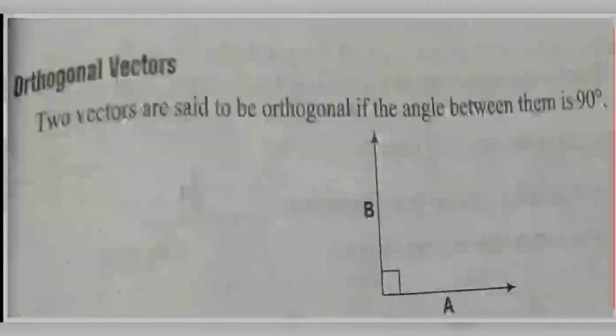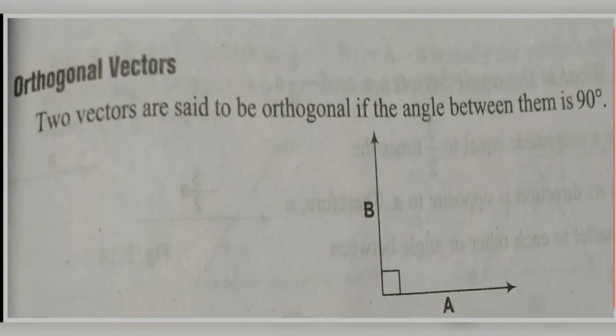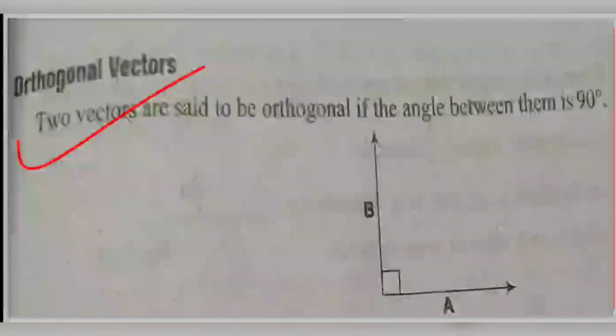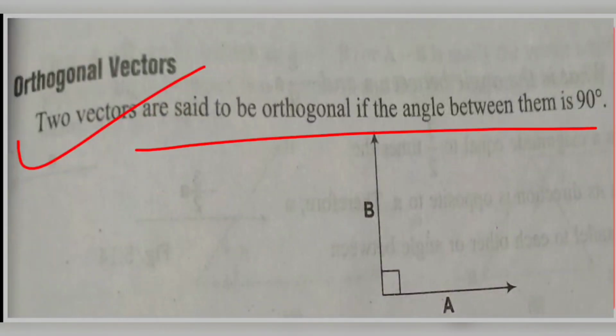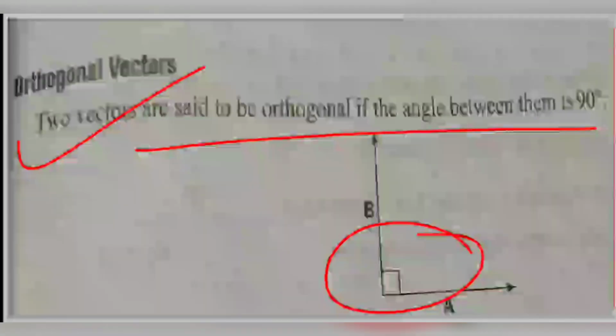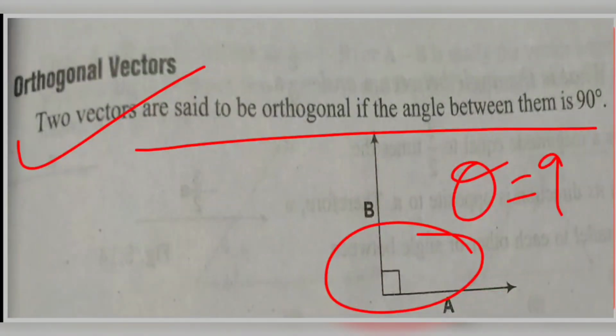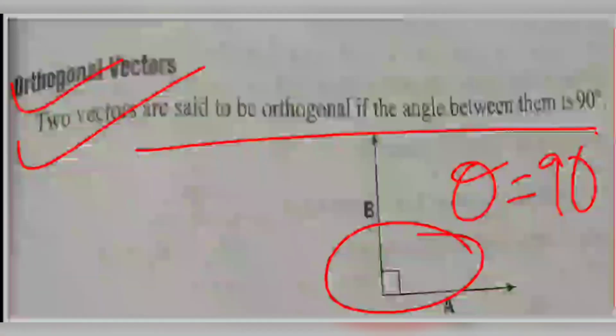Now comes the orthogonal vector. This is the last kind of vector we have in our syllabus. Two vectors are said to be orthogonal when the angle between them is 90 degrees. This theta is 90 degrees, so this is called orthogonal vectors.